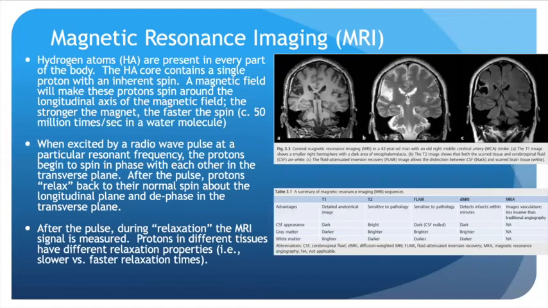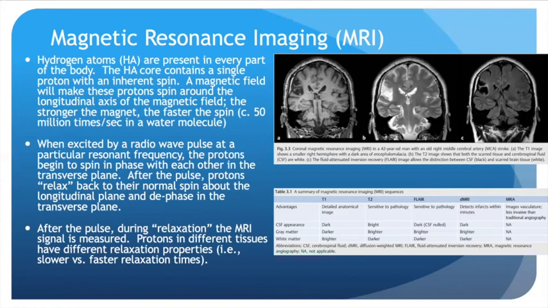Okay. Magnetic resonance imaging, or MRI. Hydrogen atoms are present in every part of the body. The hydrogen atom core contains a single proton with an inherent spin. A magnetic field will make these protons spin around the longitudinal axis of the magnetic field. And the stronger the magnet, the faster the spin, so about 50 million times a second in a water molecule.